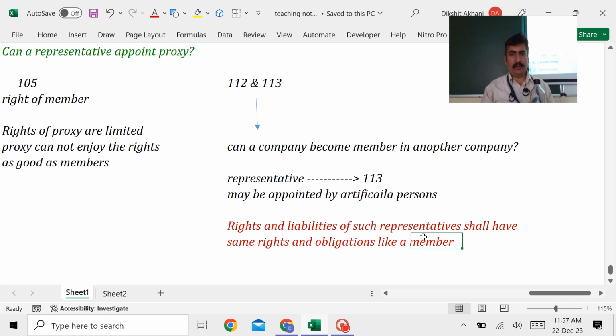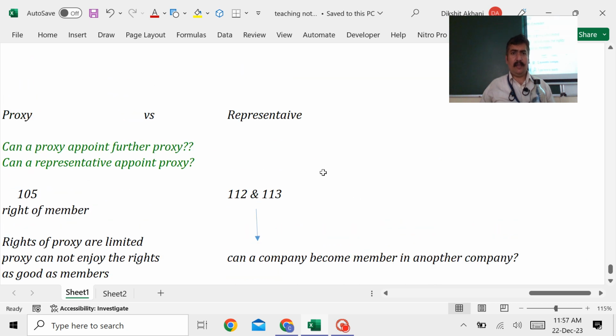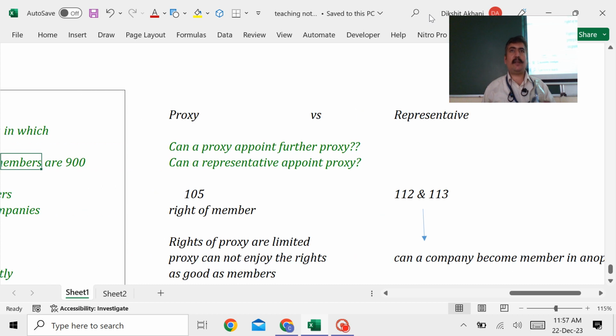So ultimately, the answer to this question: can a representative appoint a proxy? The answer is absolutely yes. So the company will appoint a representative and the representative will appoint the proxy. That is possible. That is what a proxy cannot do. The reason you know very well.